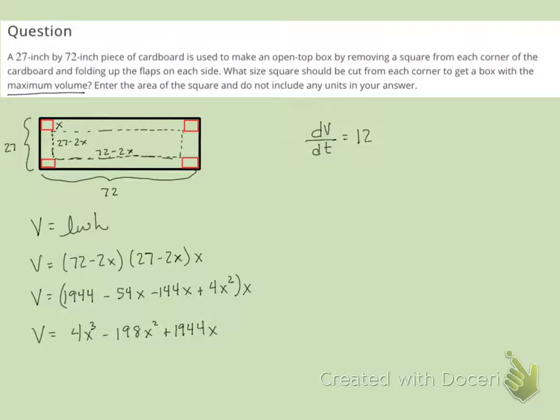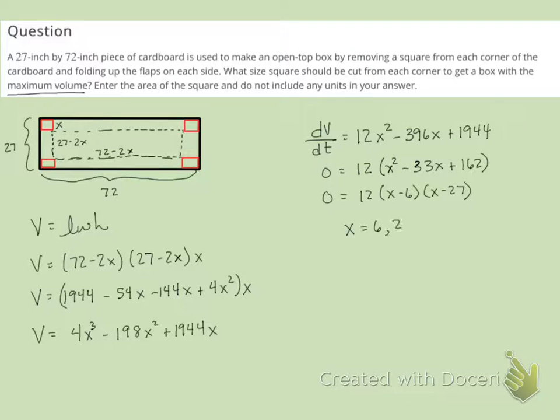So now I'm going to take the derivative of this using the power rule. And I'll have 12x squared minus 396x plus 1944. And I want to set this equal to 0 and solve for x. So I'm going to pull out a factor of 12, and I have x squared minus 33x plus 162. And if we factor this trinomial, we'll get x minus 6 and x minus 27, which means that our possible critical values are x equal to 6 and 27.